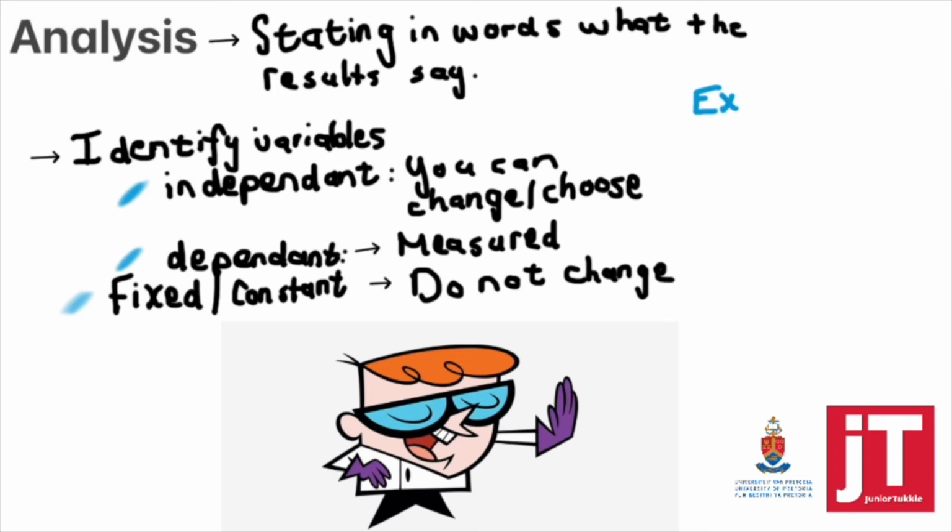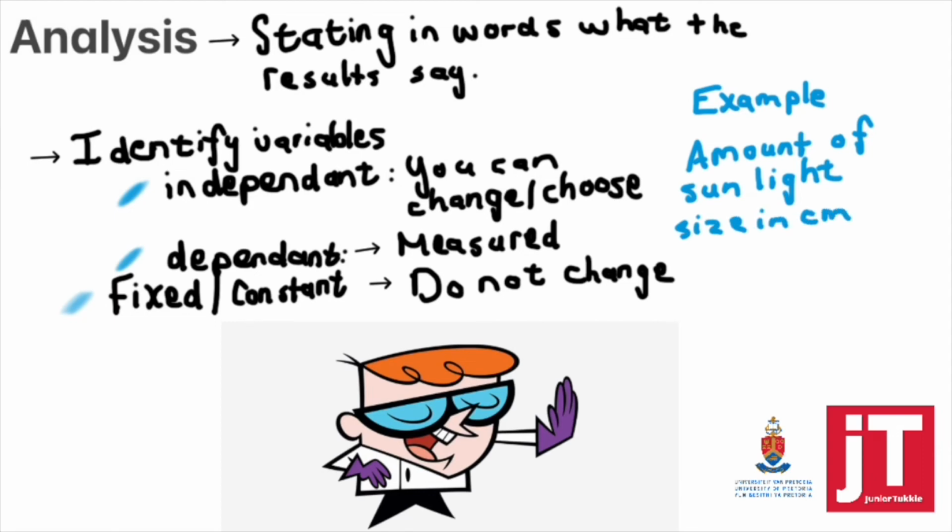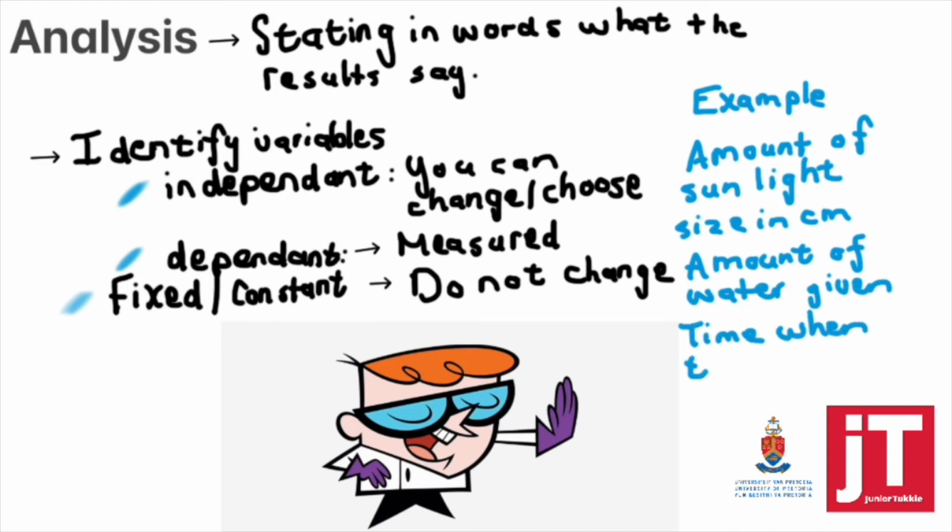So again, let's have a look at my example to identify my variables. Your independent variable will refer to the amount of sunlight. So will the tomatoes be exposed to sunlight or to the shade? Your dependent variable will be the size of the tomatoes, which will be measured in centimeters. And then an example for your fixed or constant variable: the amount of water that's given to each tomato plant. And then lastly, the time or the day when you measure the size of the tomatoes.